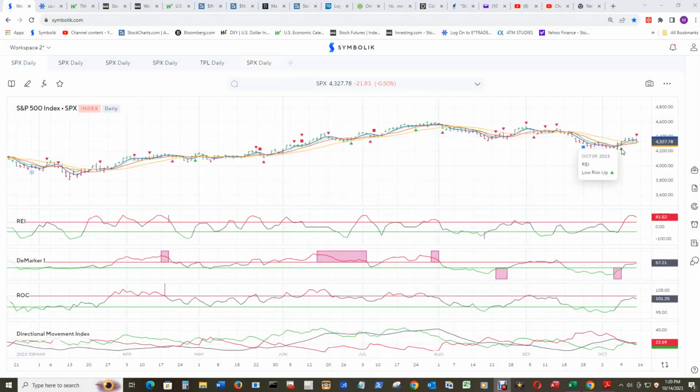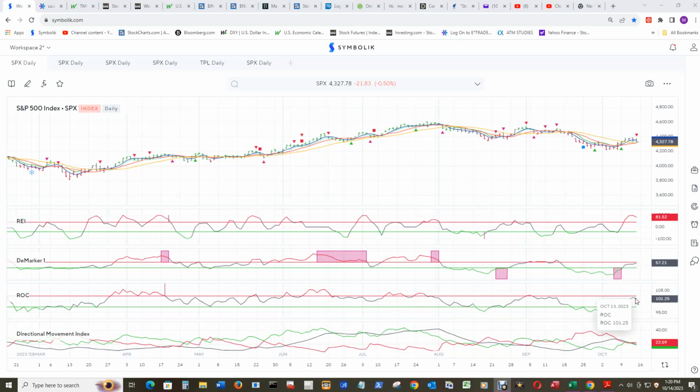And REI gave us the low risk up arrow and then promptly gave us the low risk down arrow, and that doesn't happen too often, so I would take this really seriously, but keep an eye on things as the marker 1 is still up there.